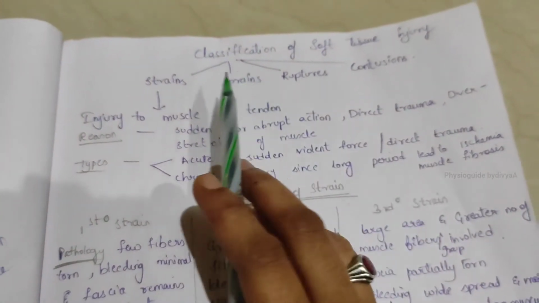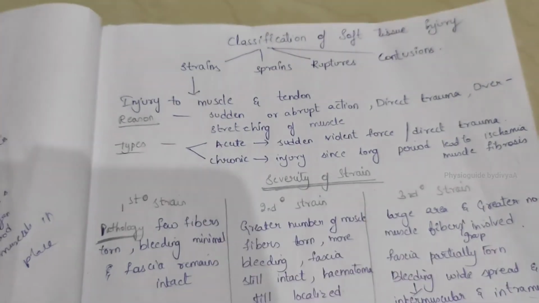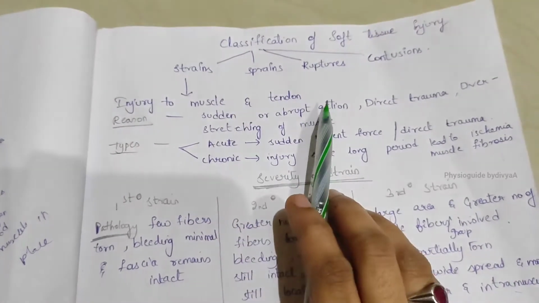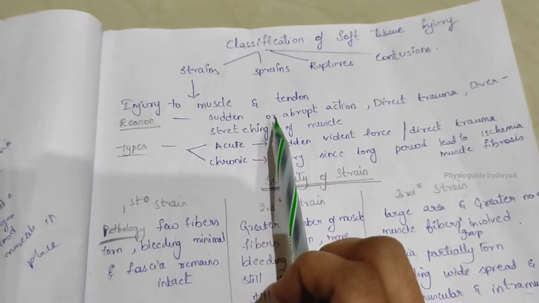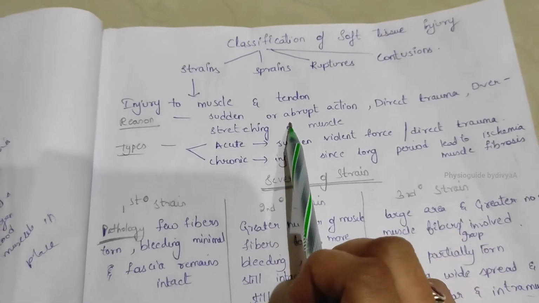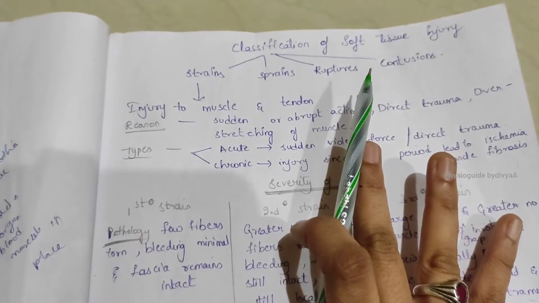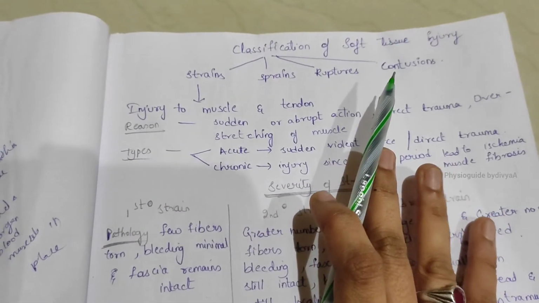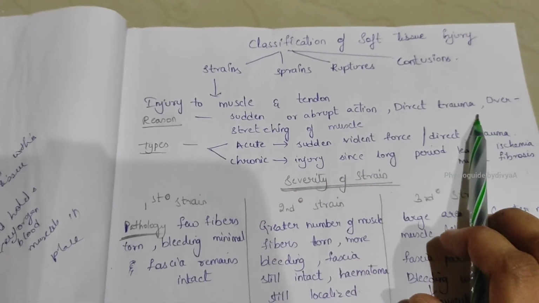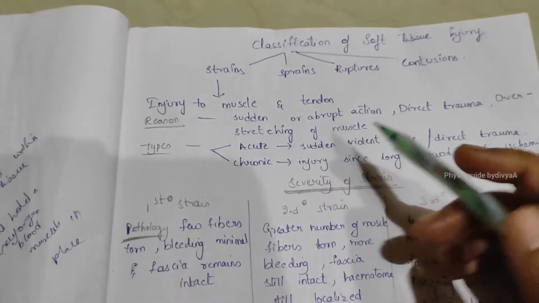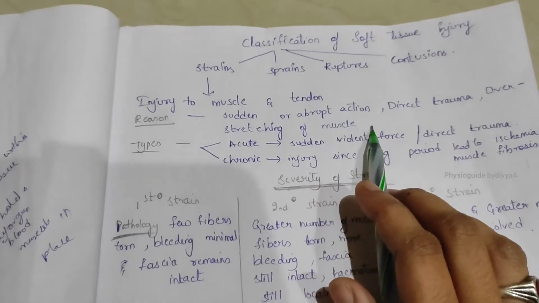First of all, what is a strain? A strain means injury to muscle and tendon. Why do strains occur? Due to sudden or abrupt action. Abrupt means unexpected action, and that sudden or unexpected action leads to a strain, by direct trauma, direct accidents, or over-stretching of muscle in sports people.